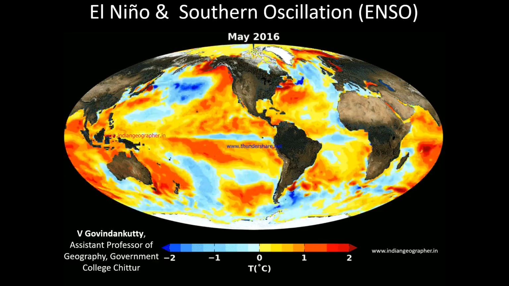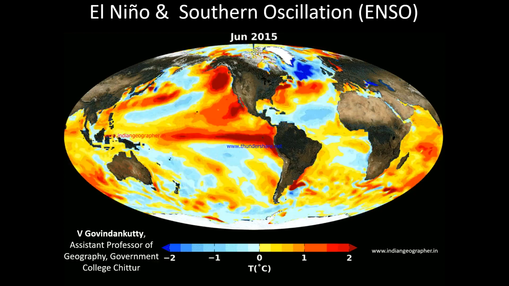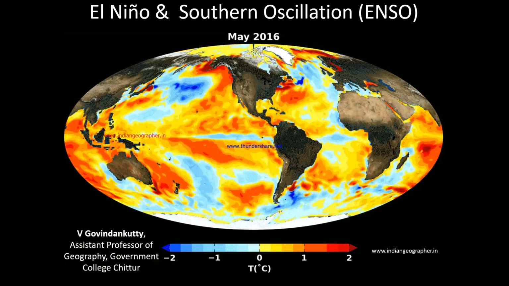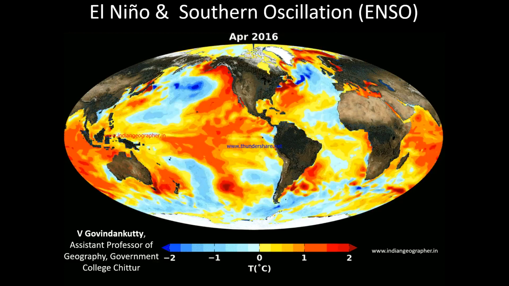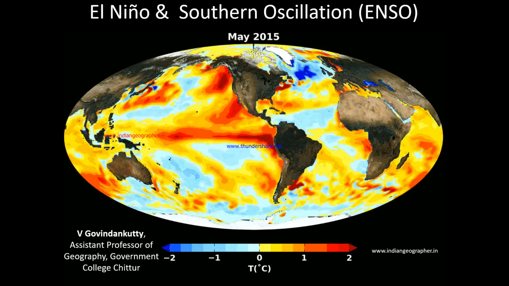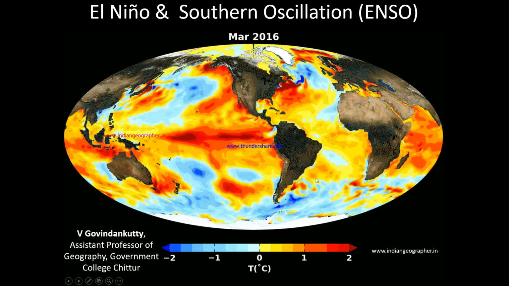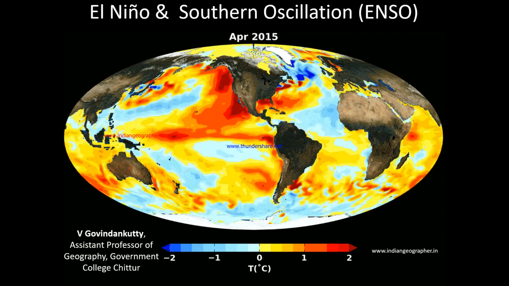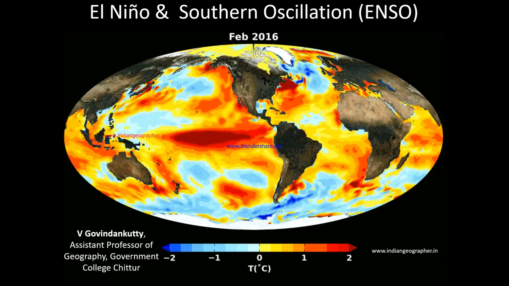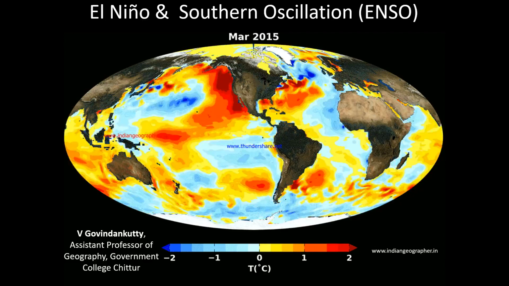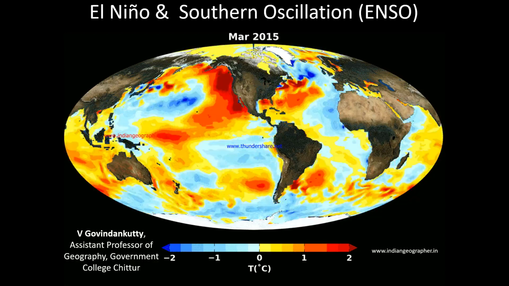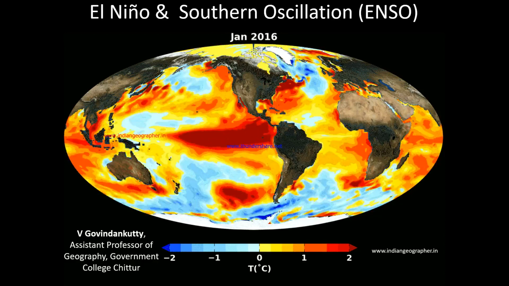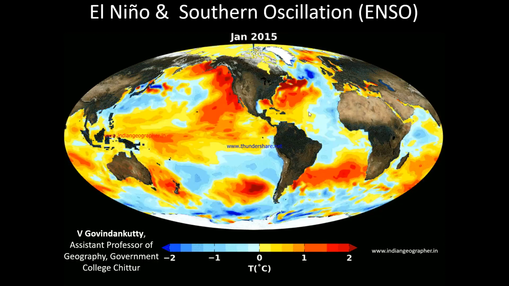Hello friends, let's discuss today a very interesting topic called El Nino and Southern Oscillation, or otherwise termed as ENSO. The image that you are seeing is a combination of temperatures of different months of a year, especially from 2015 to 2016.